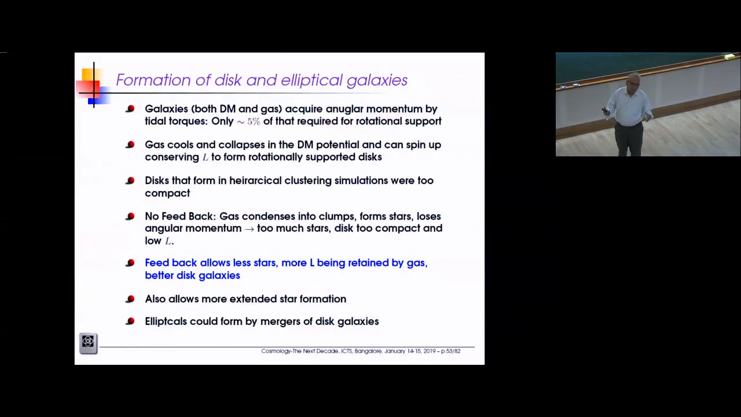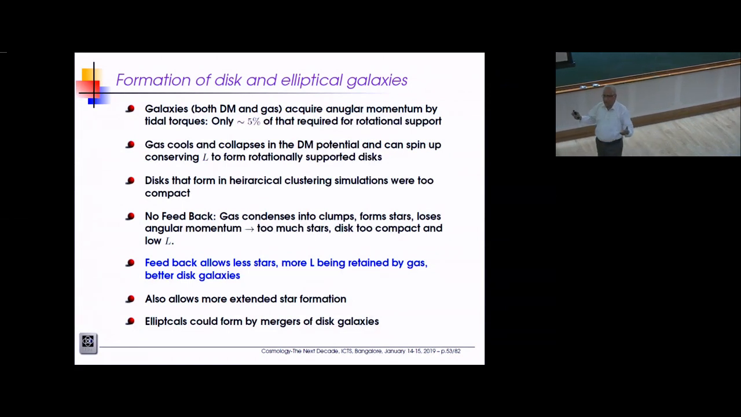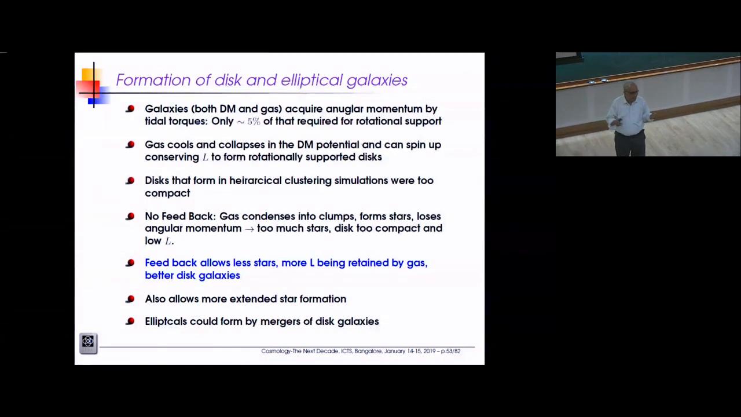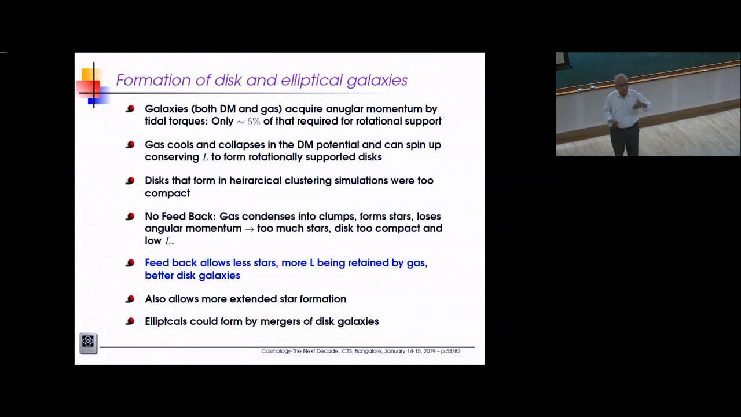This disk is almost self-gravitating, not completely. The dark matter halo potential still dominates at the outer regions of the disk. But in the inner regions of the disk, it's just the gas potential itself which is going to get converted to stars, which dominate the gravitational forces. So you form a disk like that.